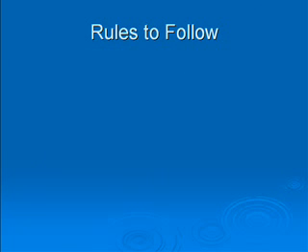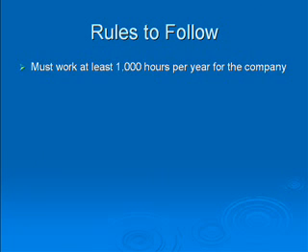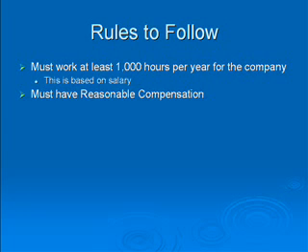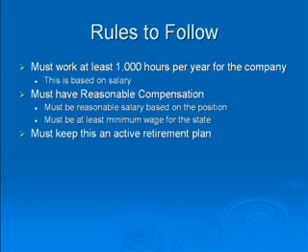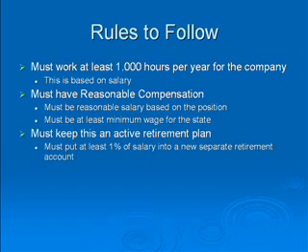Of course, we have rules we have to follow. You must work at least 1,000 hours per year for the company. This is based on salary. You must have a reasonable compensation. In other words, you have to have a reasonable salary based on the position that you have. You must be at least a minimum wage earner for the state that you are in. You must keep this an active retirement plan, which means you have to invest at least 1% of your salary into a new separate retirement account, which again can be a self-directed IRA.